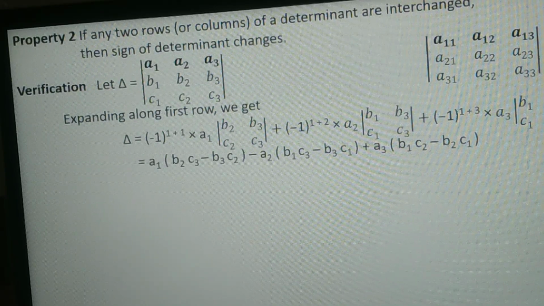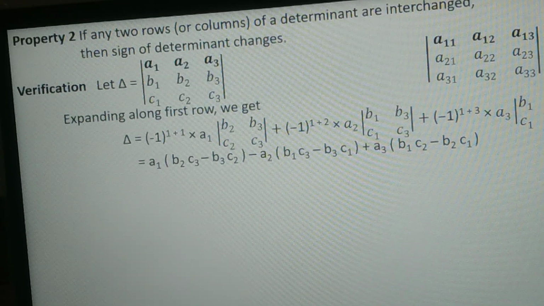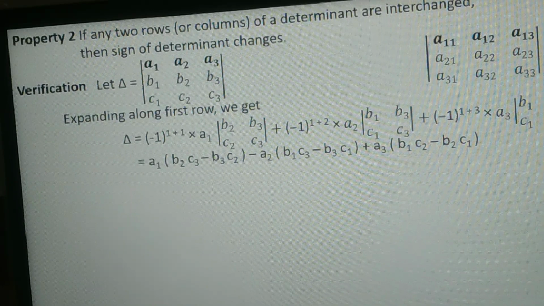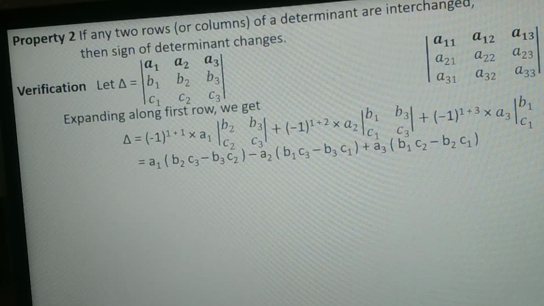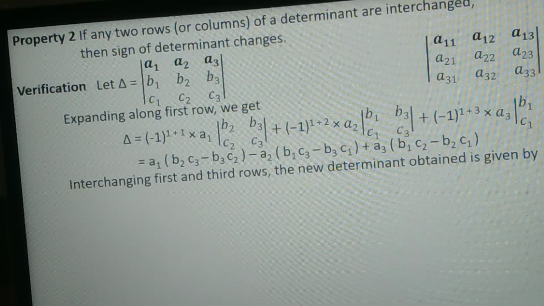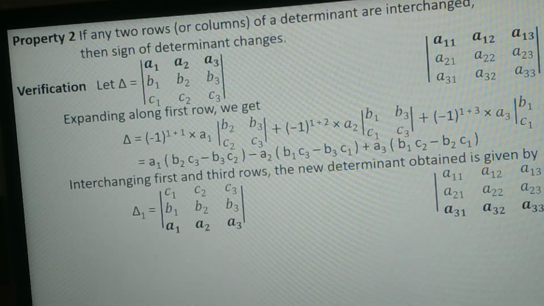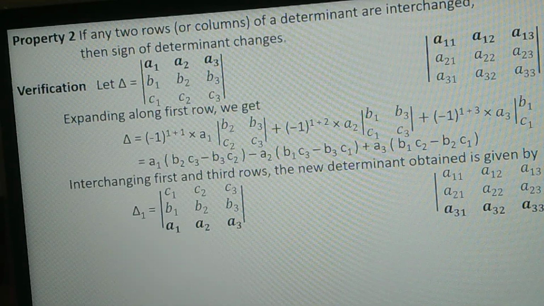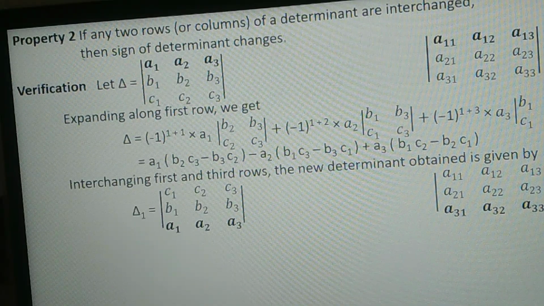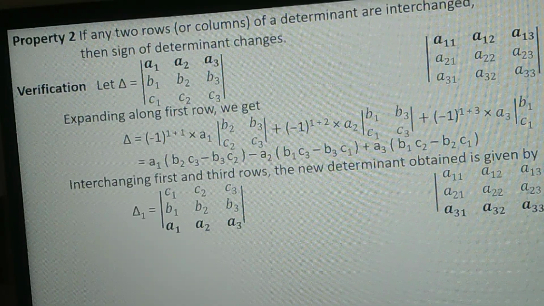which is equal to a1 into (b2 c3 minus b3 c2) minus a2 into (b1 c3 minus b3 c1) plus a3 into (b1 c2 minus b2 c1). Interchanging the first and third rows, the new determinant obtained is given by delta 1 is equal to determinant c1, c2, c3, b1, b2, b3, a1, a2, a3.